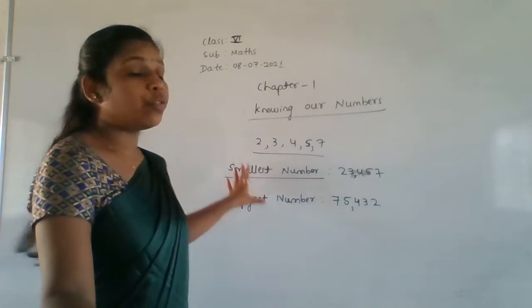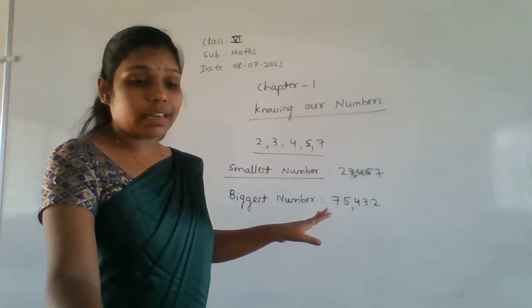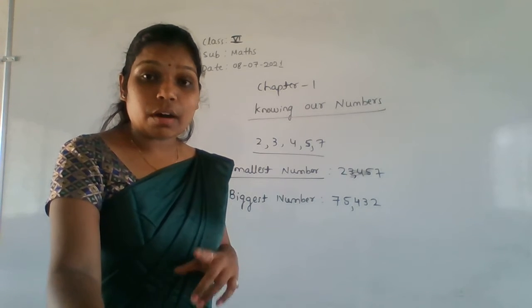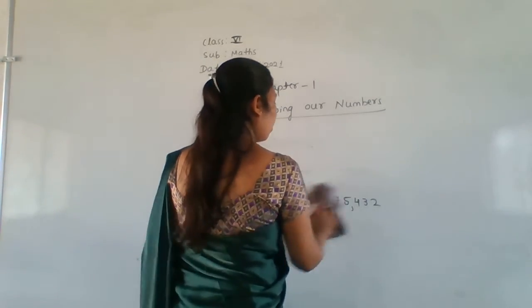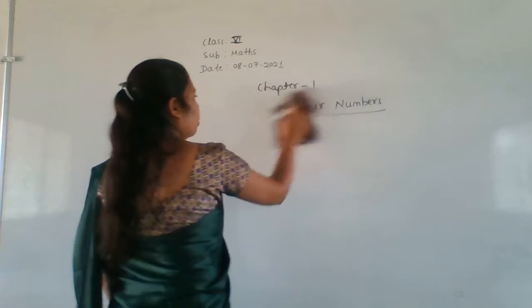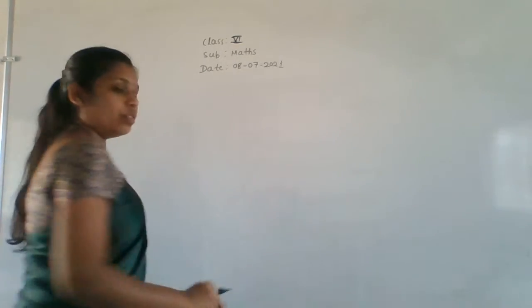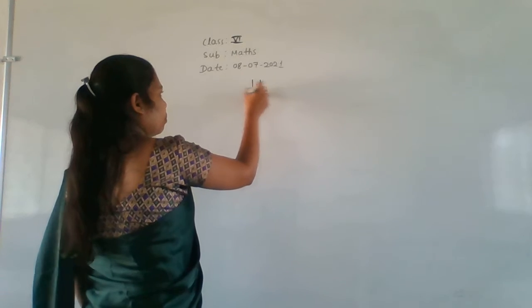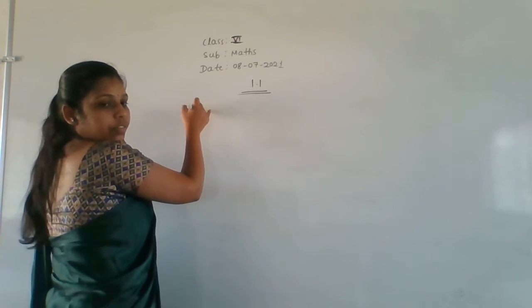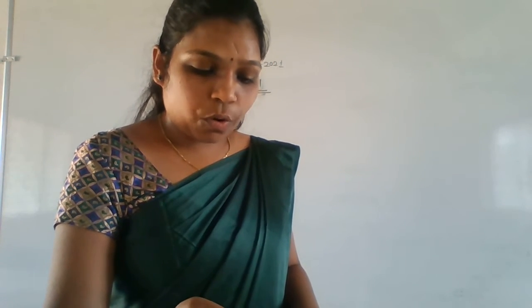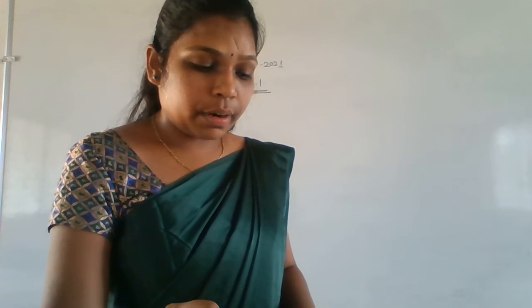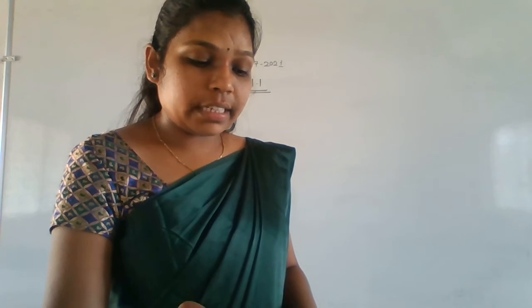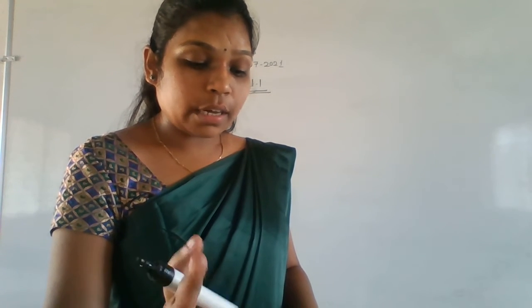If we know how to form the smallest and the biggest number, then it is easy to solve exercise number 1.1. So we'll begin with exercise 1.1 now. First one: find 5 numbers each by using the following digits only once.